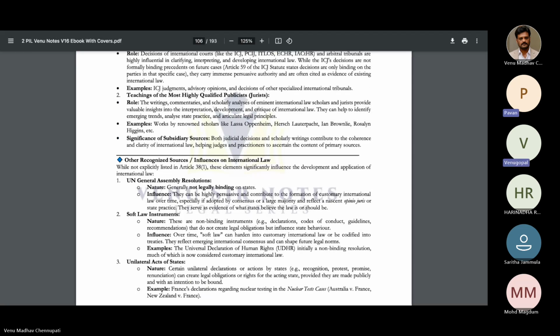Other recognized sources and influences on international law. While not explicitly listed in Article 38(1), these elements significantly influence the development and application of international law. UN General Assembly resolutions: nature, generally not legally binding on states. Influence: they can be highly persuasive and contribute to the formation of customary international law over time, especially if adopted by consensus or a large majority and reflect a nascent opinio juris or state practice.